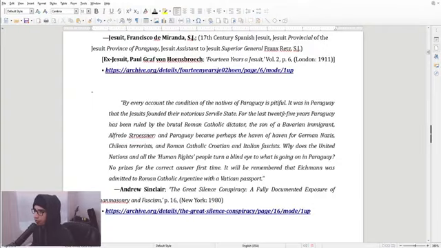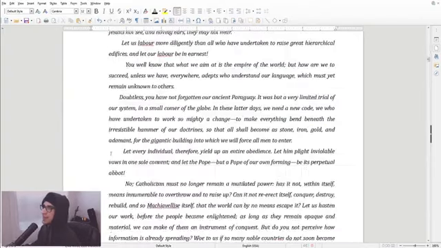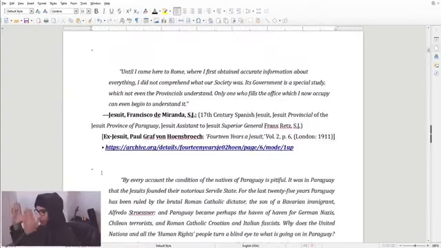immigrant, Alfredo Stroessner, and Paraguay became perhaps the haven for German Nazis, Chilean terrorists, and Roman Catholic, Croatian, and Italian fascists, Ustashi. Why does the United Nations and all the quote-unquote human rights people turn a blind eye to what is going on in Paraguay? No prizes for the correct answer first time. It will be remembered that Eichmann was admitted to Roman Catholic Argentine with a Vatican passport." Insane.